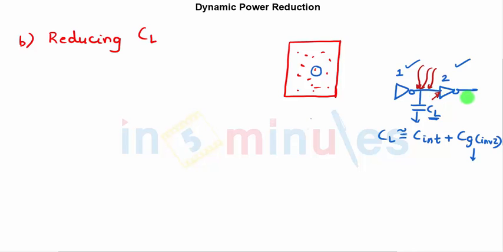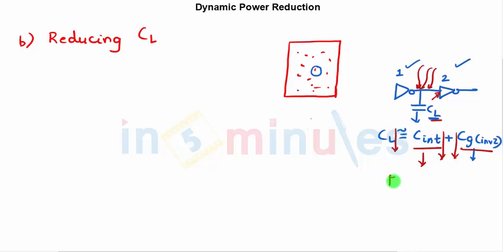Correct? It's driving the gate. So C load is approximately equal to interconnect capacitance plus the gate capacitance of the next stage, or inverter 2 in this case. Now if we want to reduce load capacitance, we have to reduce interconnect capacitance or gate capacitance, and if we can reduce both, it would be fantastic.